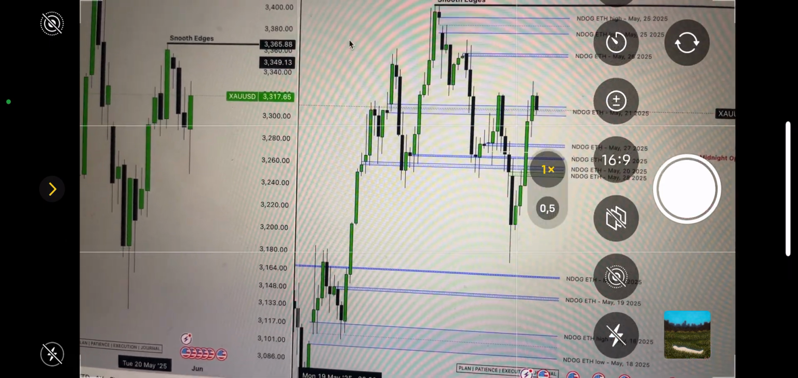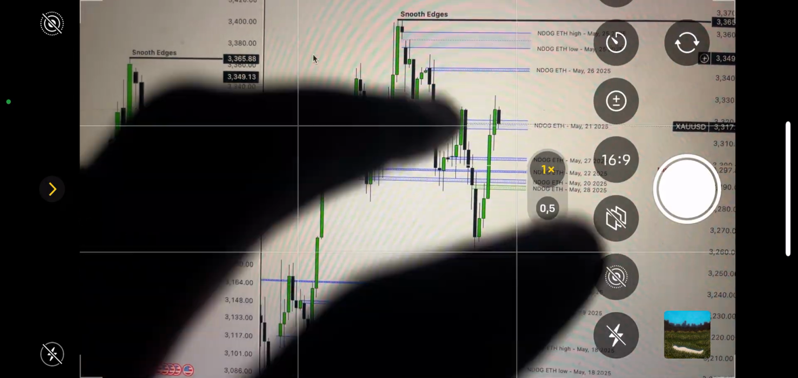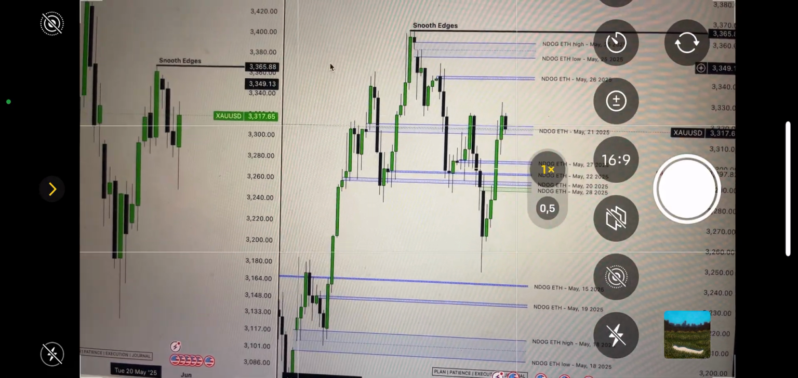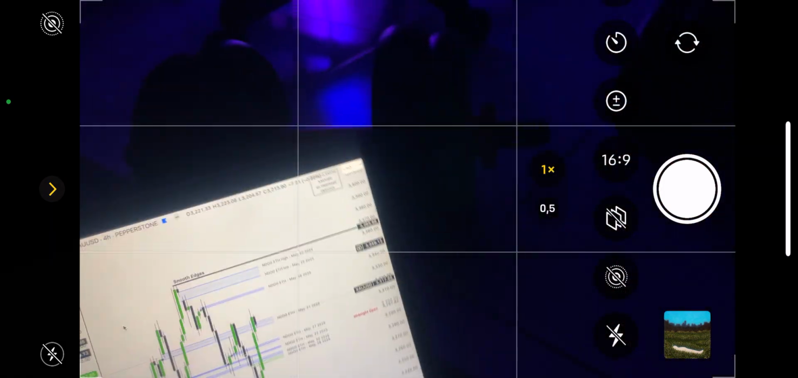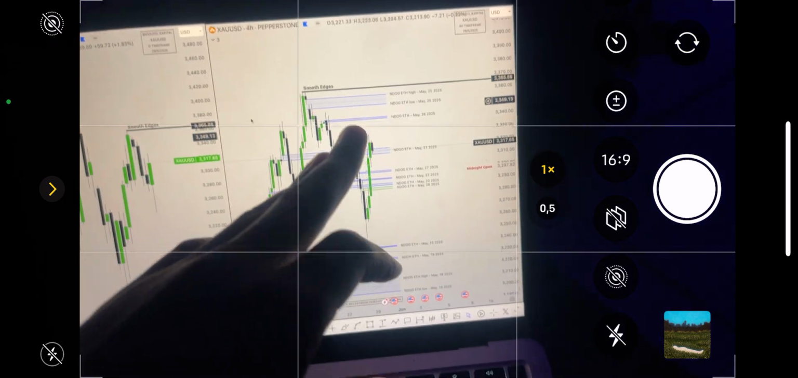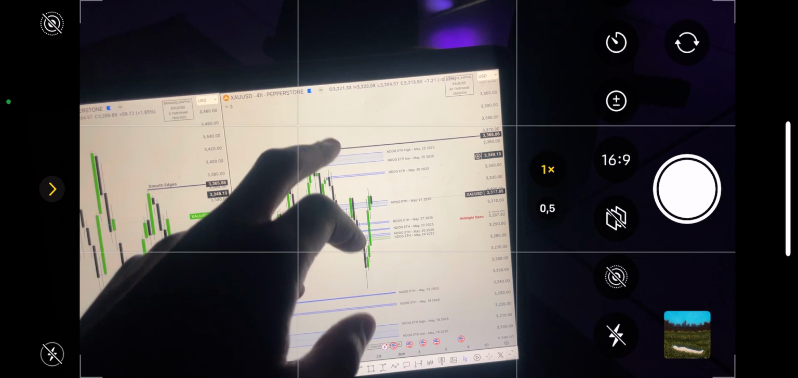I'm not demanding price to go to these highs tomorrow. I just do not have as strong a bias as I had earlier on. I'm not demanding it, but I do want to see it. I would love to see it go all the way up there.